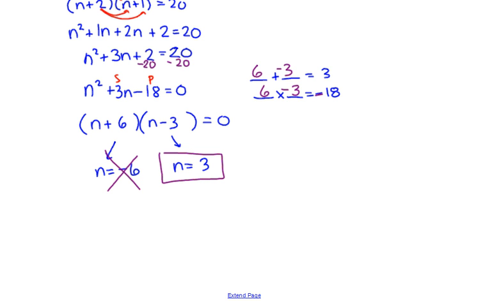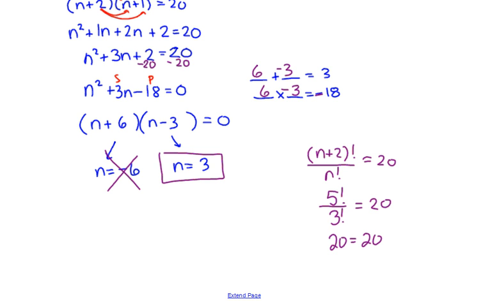Okay? And again, you can check your answer. So our original question was n plus 2 factorial over n factorial equals 20. So if I plug in 3 plus 2 is 5 factorial over 3 factorial has to be equal to 20, and it does, because it's 5 times 4. The 3 factorials would cancel.